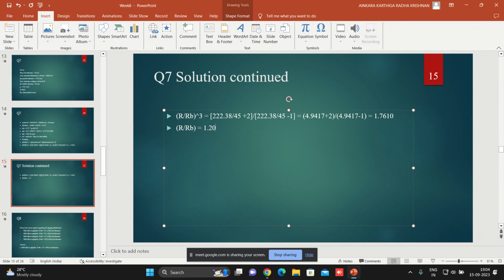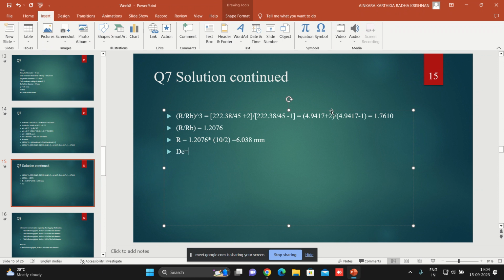One 1.2076. So R is equal to 1.2076 into 10 by 2, that is 5, into 5 is equal to 6.0380 mm. This is the radius of cloud.